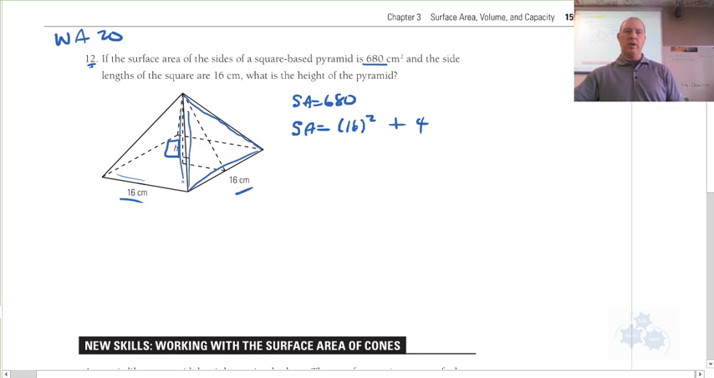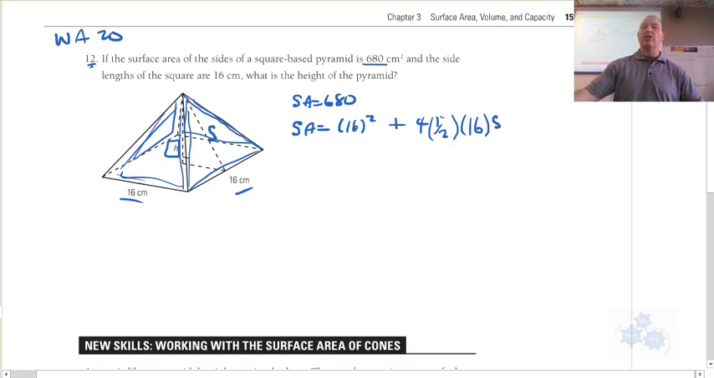These are all the same. 1, 2, then 3, and 4, right? So plus 4 times the area of the triangles, which are going to be 1/2 times the base, which is 16, times, and let's call this S, the slant height. Now, nowhere in here do I have h, but you have to find S first. So this surface area, we said, right here, was 680.